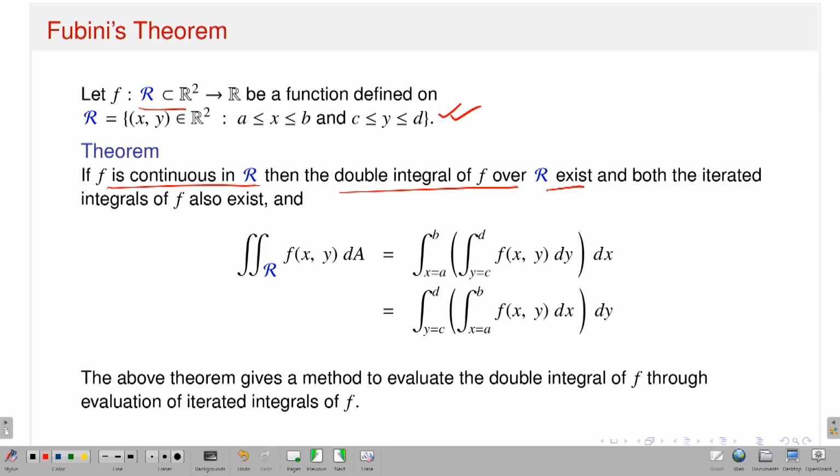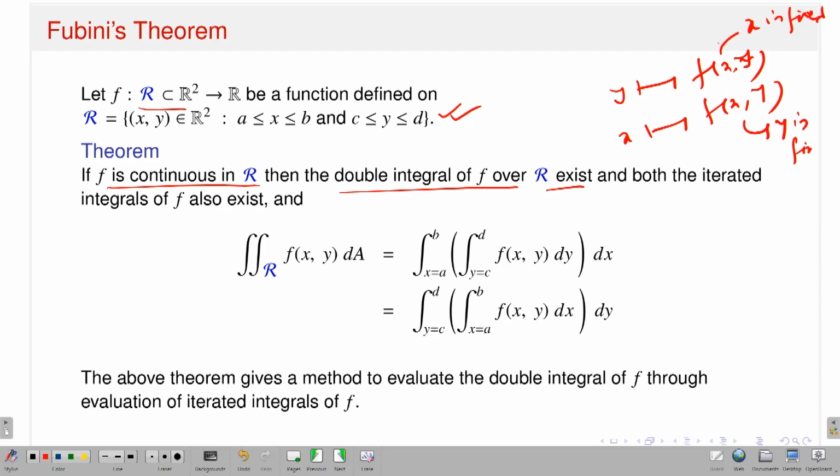Not only that, since my function is continuous, if I fix one variable, x fixed, and think about the function y goes to f(x,y), or x goes to f(x,y) with y fixed, then continuity of f gives the continuity of these single variable functions. So this is also integrable, and this is also integrable. Therefore both iterated integrals of f also exist, and the conclusion is that the Riemann double integral is the same as both iterated integrals.